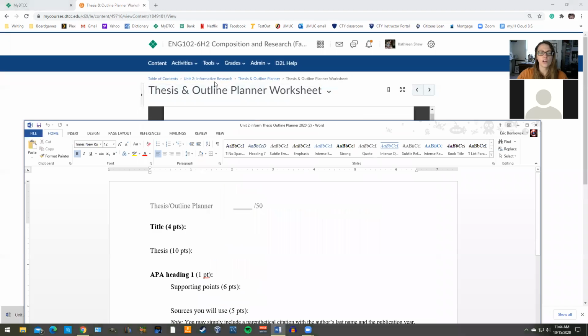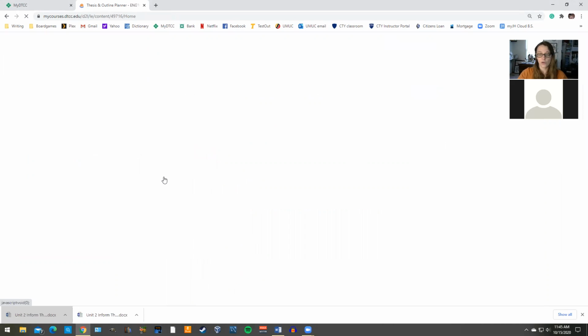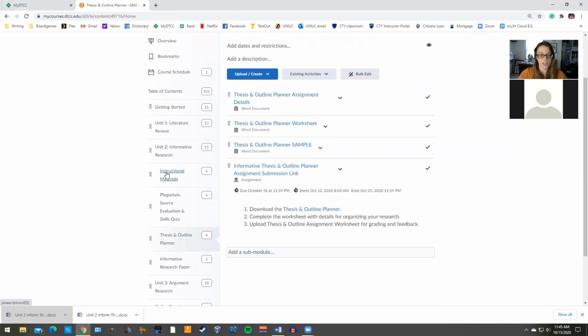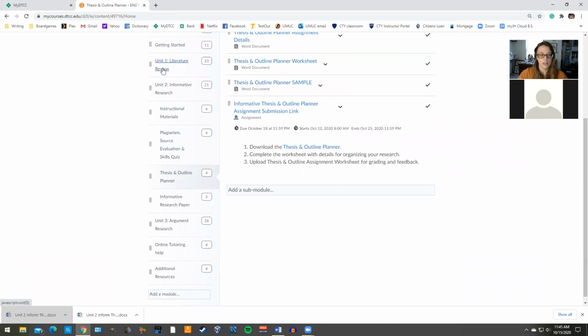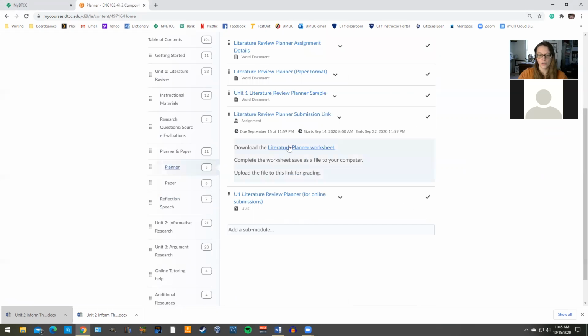I'm going to show you how I would use the work I've already done on the literature review planner and the literature review paper to get myself in a place to start thinking about how to break this into sections. One of the places that you may want to start, and you don't have to, but you can, this is just if you're having trouble getting started. One of the things I'm going to try is I'm going to go look at my literature review planner from back in the day. Go back and look at my sample planner.